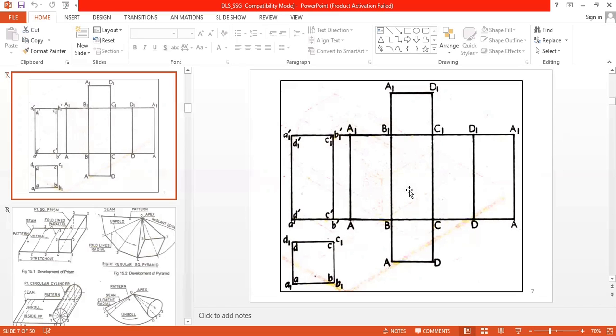We can see here four rectangles. We have opened this solid from edge AA1, from this edge. Then the next edge, BB1, is shown here. Then CC1, then DD1, and lastly we have opened it and closed it again at this edge, that is AA1. So this is known as the development of the lateral surfaces of the solids.